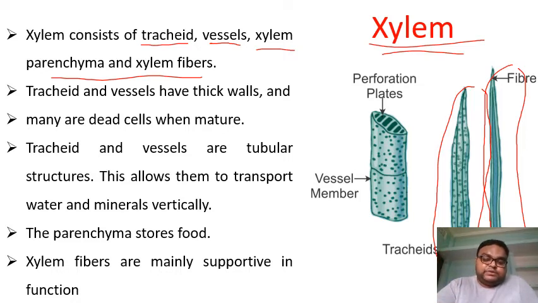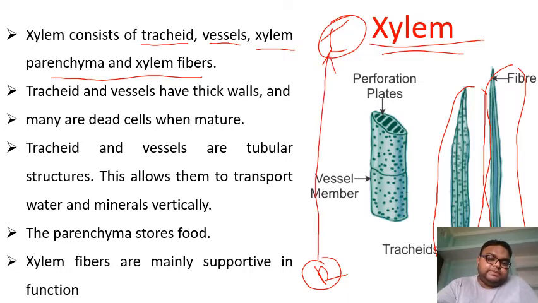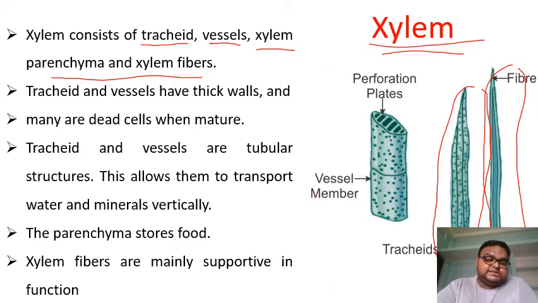Suppose this is the root of the plant, and this is the tip of the plant. So from the root till the tip, there will be these tracheids and vessels, and only in these tracheids and vessels will the conduction of water and minerals take place. Okay, students, you understood this, right?